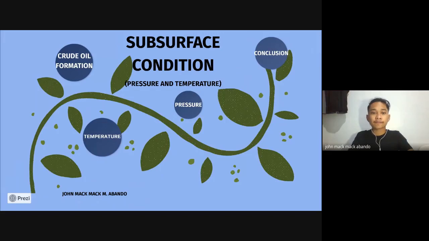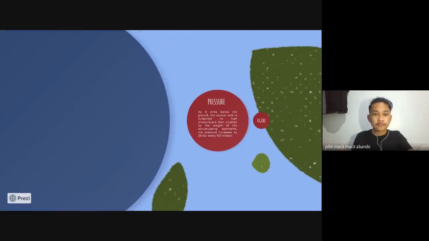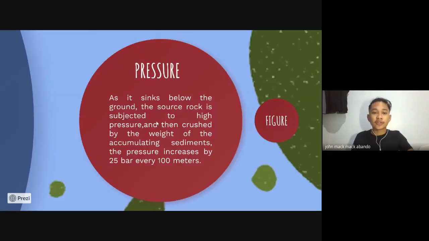Moving on to the subsurface condition under pressure, as it sinks below the ground, the source rock is subjected to high pressure and then crushed by the weight of the accumulating sediments. The pressure increases by 25 bar in every 100 meters.